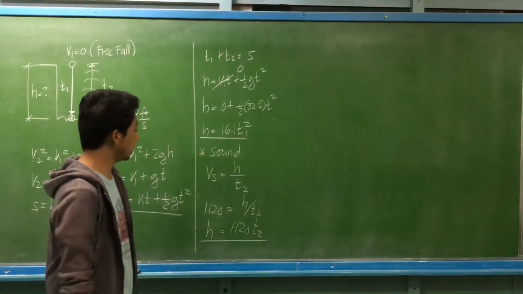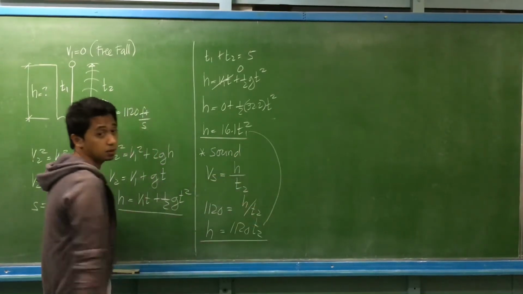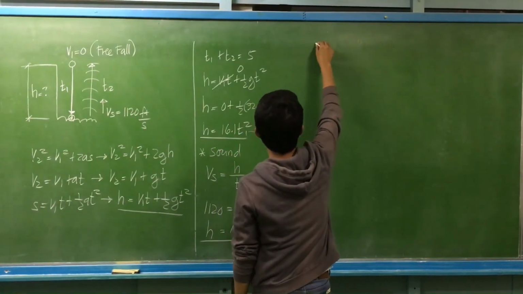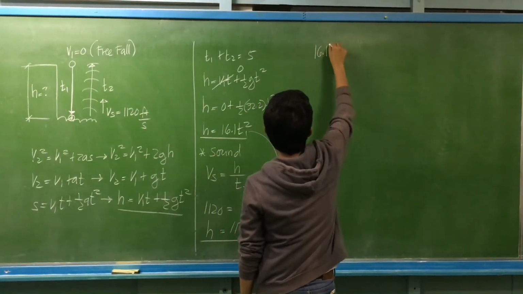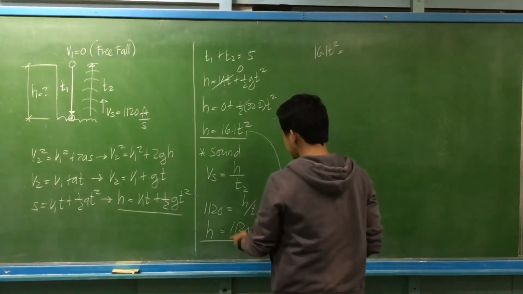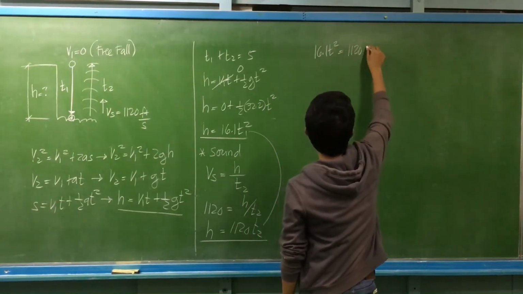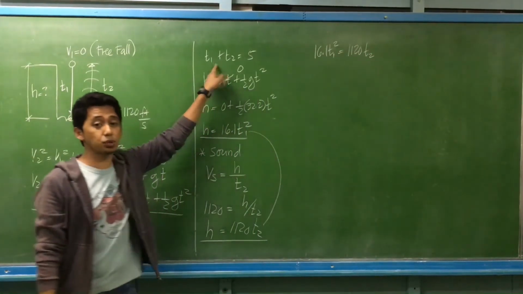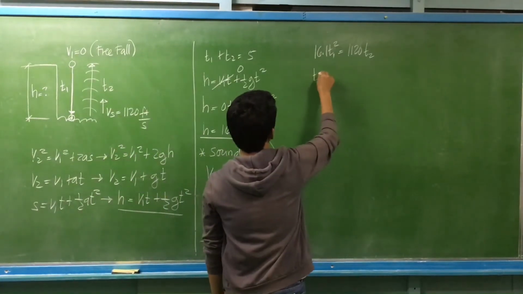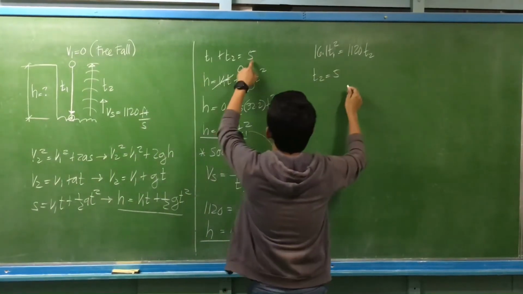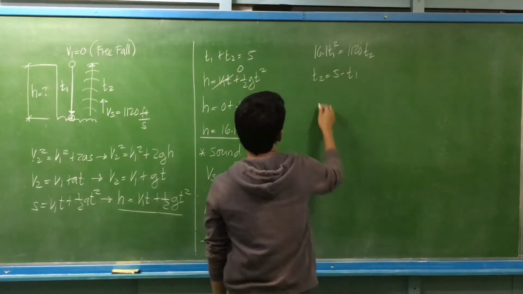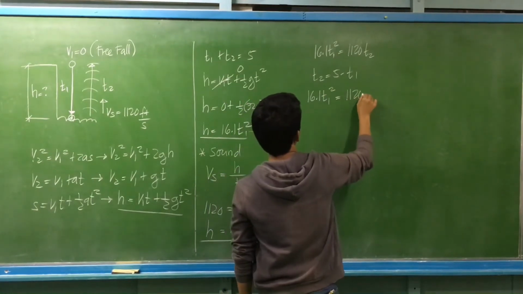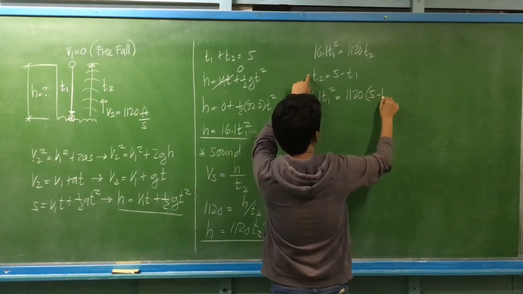We have the equations of height. Let us equate them. So what is the height in terms of the free-falling object? That is 16.1 times T1 squared, equal to 1,120 times time number 2. So we have the total time is equal to 5 seconds. We have time number 2 is the same as 5 minus time number 1. So this is 16.1 time number 1 squared is equal to 1,120 times (5 minus T1).